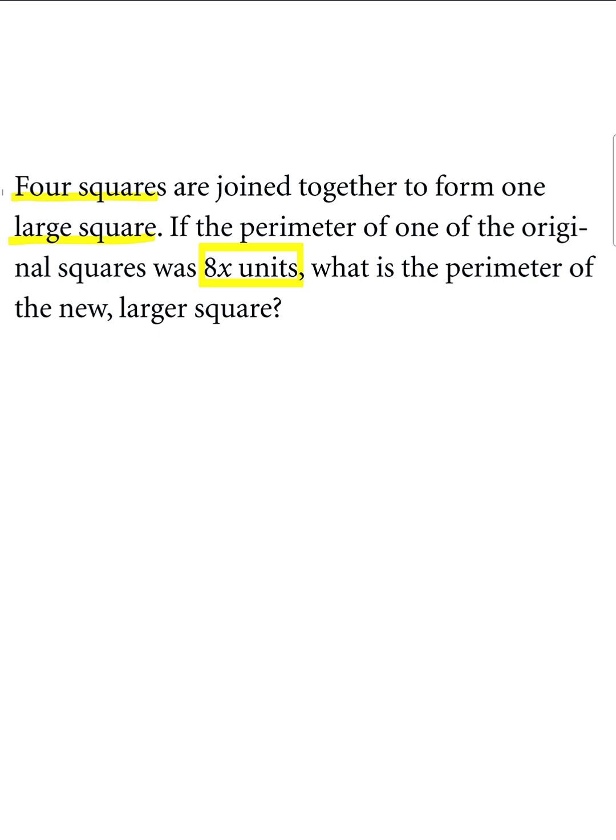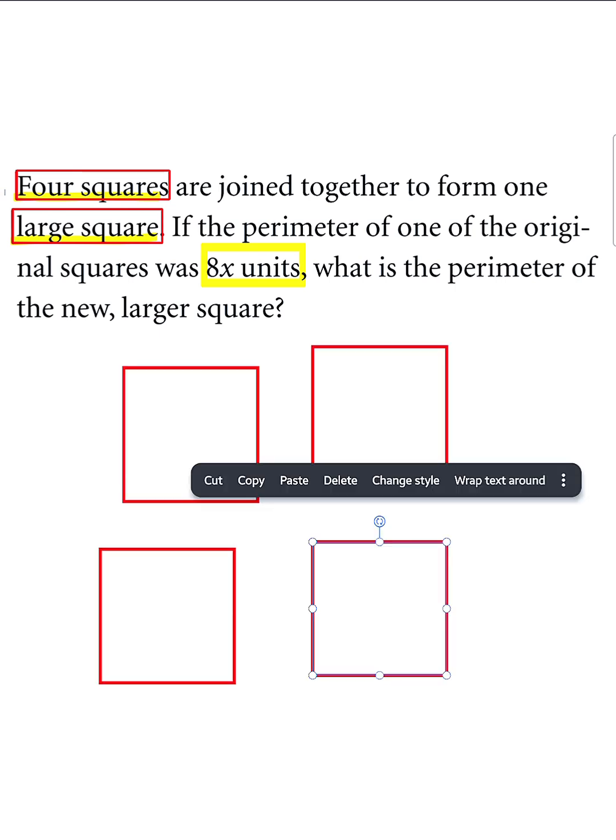Alright, let's get started. Now first of all, let us depict a pictorial illustration of what the question is saying. Now take note, 4 squares are joined together to form one large square. So let me just draw that quickly. So here are the 4 squares.